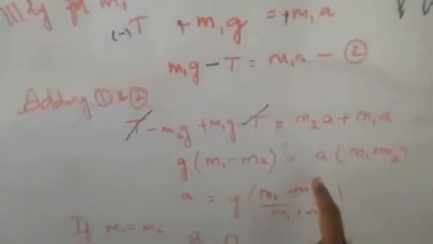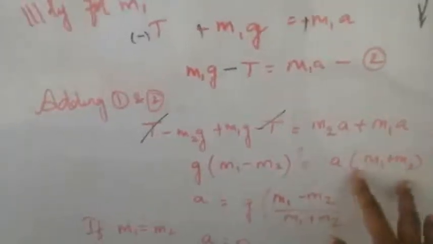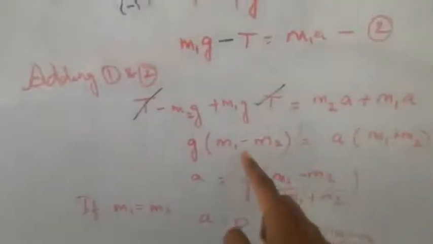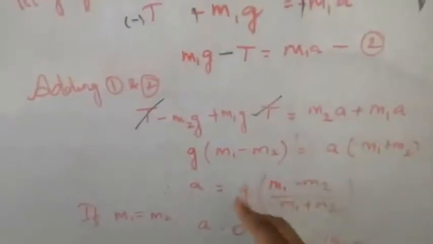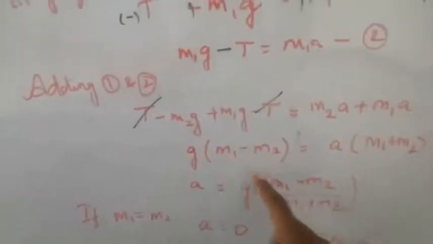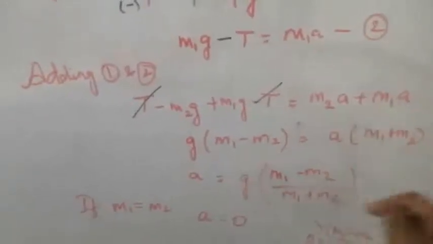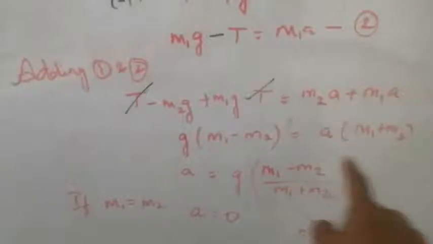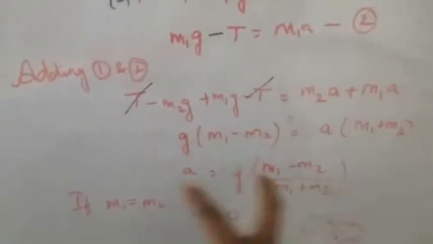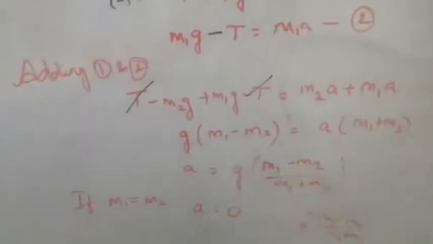I need to know the acceleration a value. So keep the acceleration a and bring this term to the other side. It is a multiplication product here, so when you bring it to the other side, it comes to the denominator. So it is g into m1 minus m2 divided by m1 plus m2. So this is my acceleration a value for the two masses m1 and m2 connected vertically.